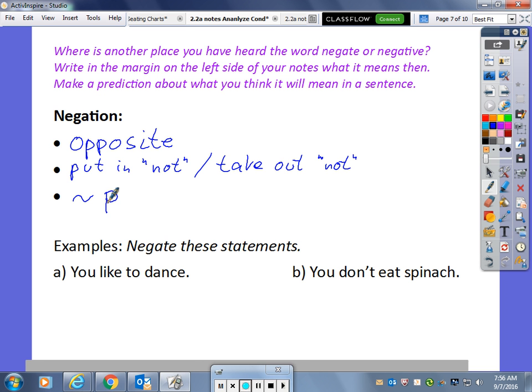Okay, let's look at these examples. Negate these statements. You like to dance. The negation of that would be you do not like to dance.